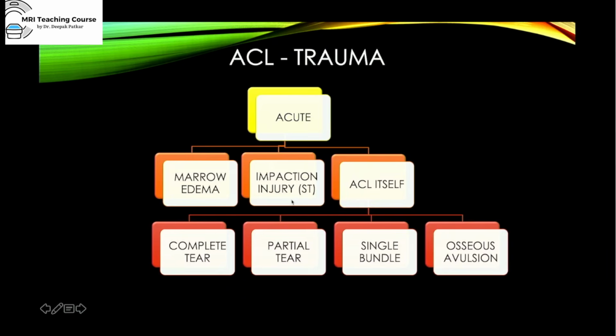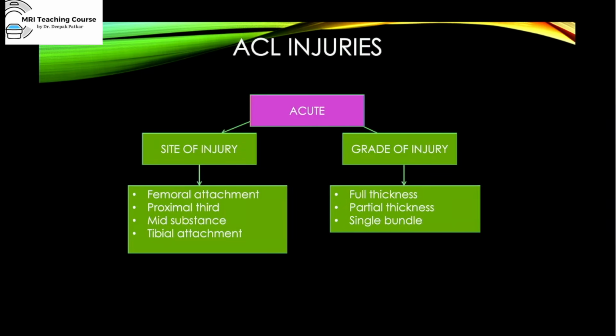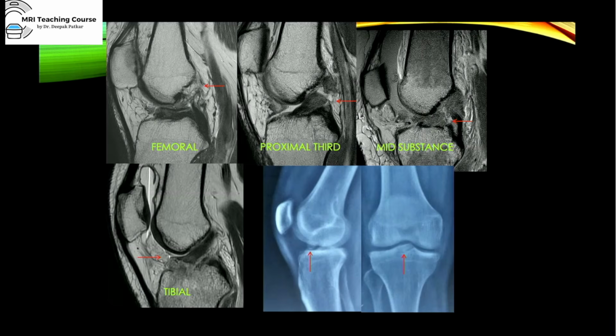Now we've seen impaction injury of the sulcus terminalis, marrow edema. But the most important thing is the ACL itself. So you can have a complete tear, partial tear, single bundle, or osseous avulsion. Whenever you report, you need to mention what exactly is the site of injury, whether it's femoral attachment, mid fibers, tibial attachment, and what is the grade of injury, how much thickness of the fibers is involved, or whether it's a single bundle injury. You need to mention that. So here this is a full thickness femoral attachment tear, full thickness proximal third, mid substance, osseous avulsion, very well seen on the X-ray as well, right?